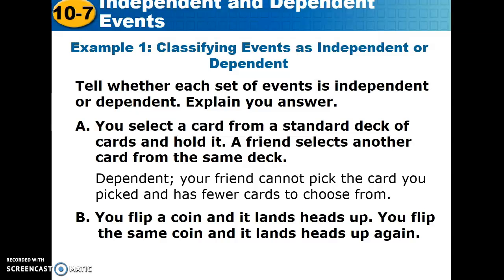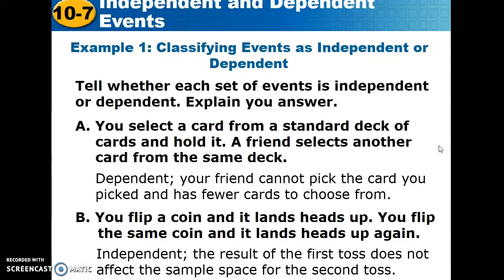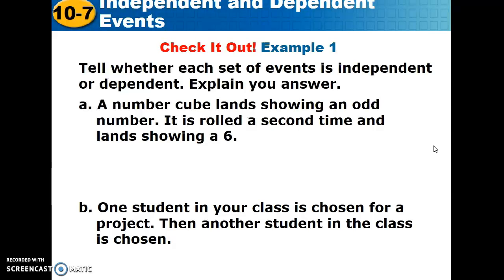How about part B? You're going to flip a coin and it lands heads up. You flip the same coin and it lands heads up again. Independent or dependent? We call this an independent event. The results of the first toss doesn't affect the sample space for the second toss. We have a clean slate. It's either heads or tails the second time.